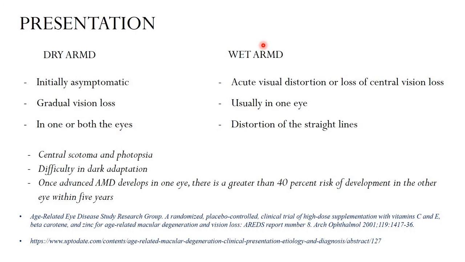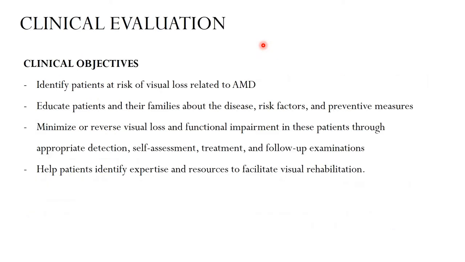Okay. So in case of a dry AMD, it would initially be asymptomatic, and then there would be a gradual loss of vision in one or both eyes. When it comes to wet, there would be an acute loss, and a severe one. Okay, so in both cases there would be a central scotoma and photopsia, and difficulty in dark adaptation. Once the AMD develops in one eye, there is a more than 40% chance that it would develop in the other eye. Coming to the clinical evaluation, you have to identify patients at risk of visual loss related to age-related macular degeneration.